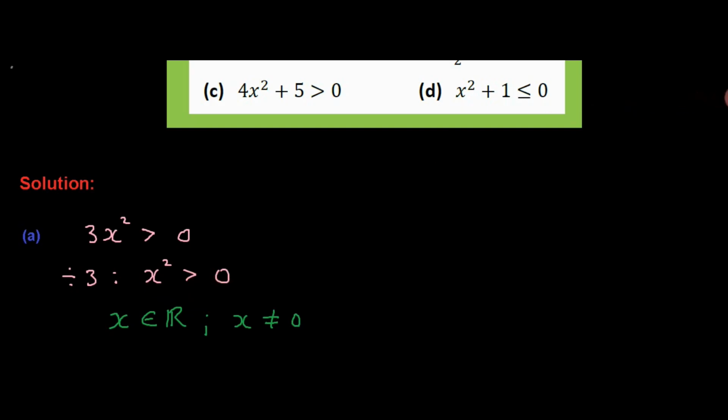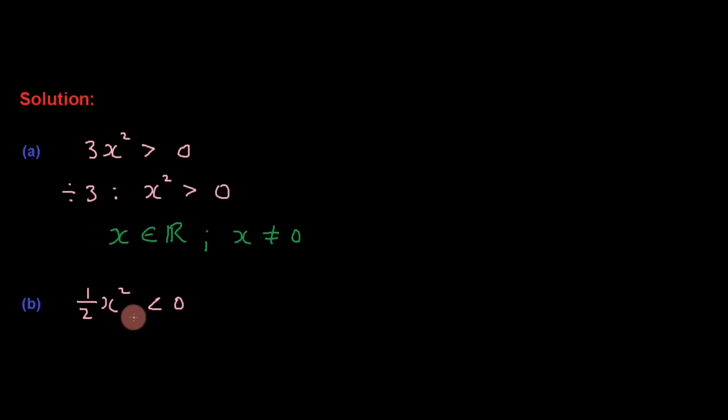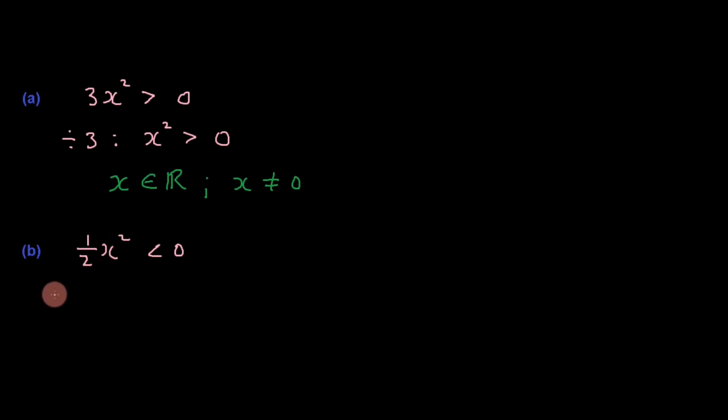Then looking at the second inequality, we have a half x squared is less than 0. Now we can first multiply both sides by 2, and we get x squared is less than 0, since 2 times 0 is of course 0. In this case, we're looking for x values such that when we square them, we get a negative answer. We know that no real number squared will give a negative answer. So in this case, there's no solution. So no solution.